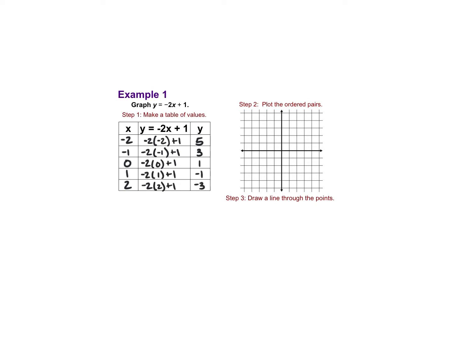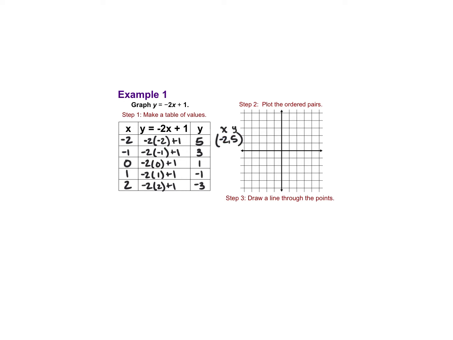Here are your answers for those last three. We plugged in 0. Negative 2 times 0 is 0, plus 1 is 1. Negative 2 times 1 is negative 2, plus 1 is negative 1. Negative 2 times 2 is negative 4, plus 1 is negative 3. Now, these are your ordered pairs, negative 2 and 5, because this is the x value and this is the y value, so x and y.